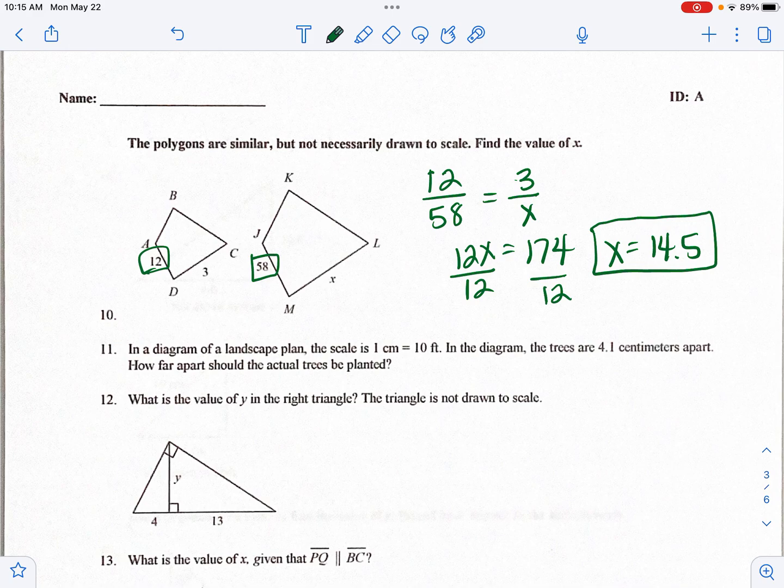Number 10 is also a proportion. They just don't have the picture drawn for me. They do have a diagram of a landscape plan that tells me that the scale is 1 to 10. So I can write a proportion in this one. If you can do this one without writing a proportion, that's really cool too. But 1 centimeter for every 10 feet. And they give me on the diagram, the trees are 4.1 centimeters apart. I want to know how many feet apart they are. So that's how I could possibly set that one up. Again, cross multiplying on this one, you're going to get x equals 41, and in this case, that would be feet.